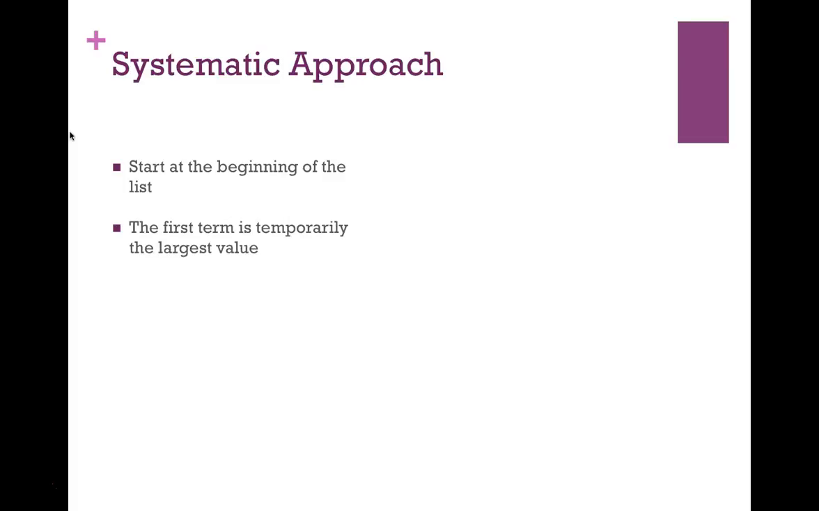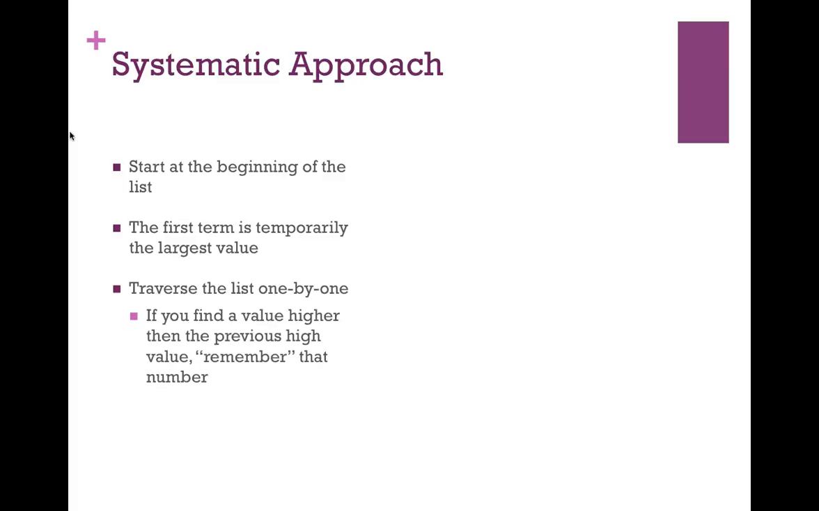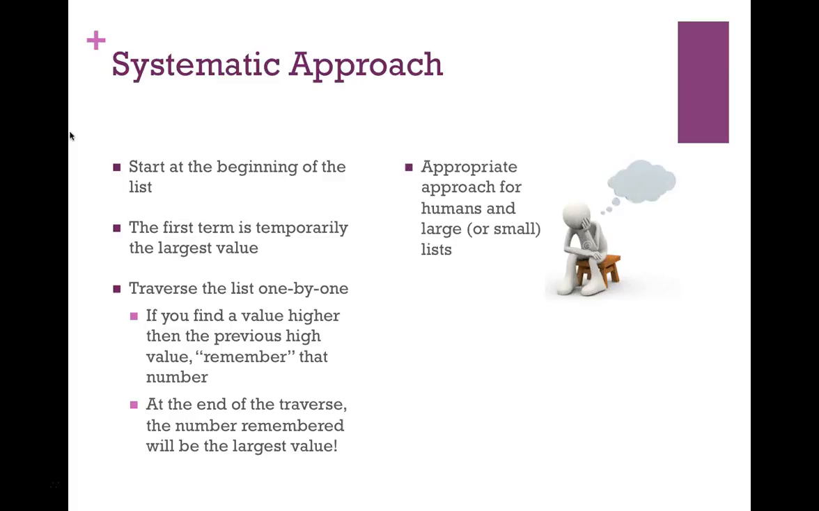So let's look at the systematic approach. We're going to start at the beginning of the list. The first term will temporarily be the largest value. We're going to traverse the list one by one, going through item by item every element of the list. If we find a value that is higher than the previous high value, we're going to remember that number. That's going to be the new temporary maximum. And when we finish going through the entire list, we've completed our traverse, the number that we're remembering will be the largest value on the whole list.